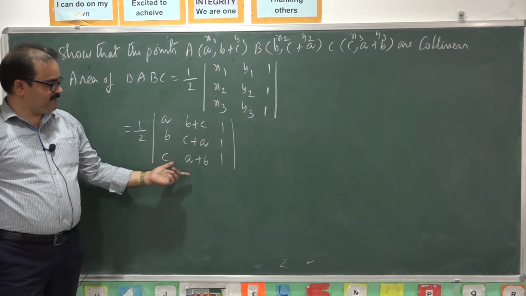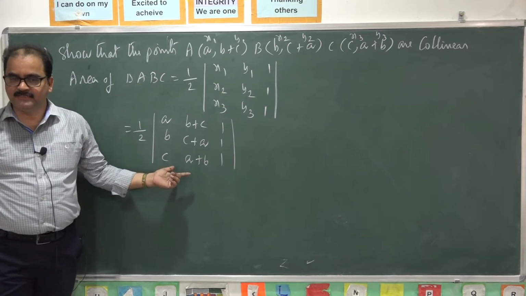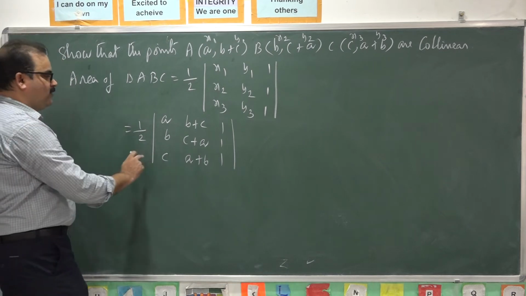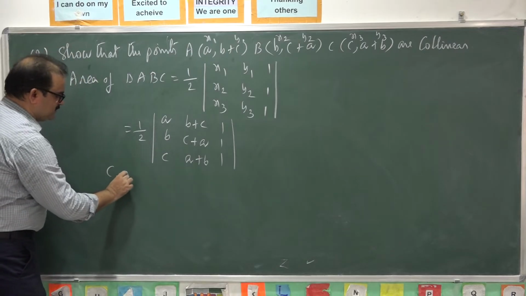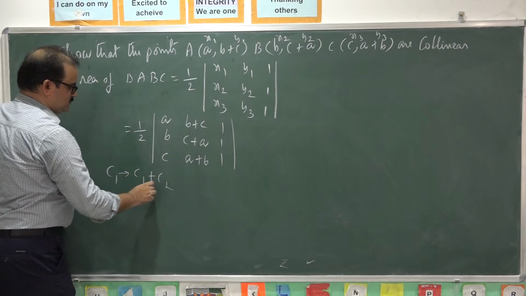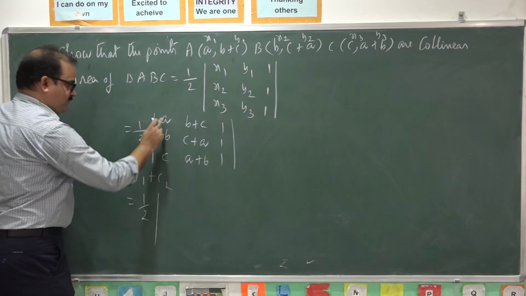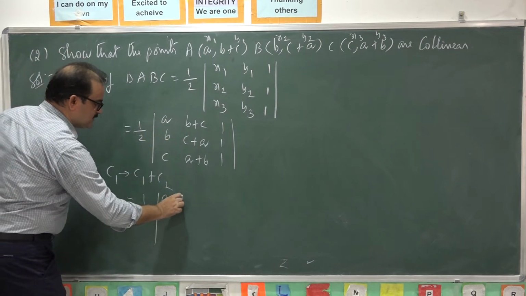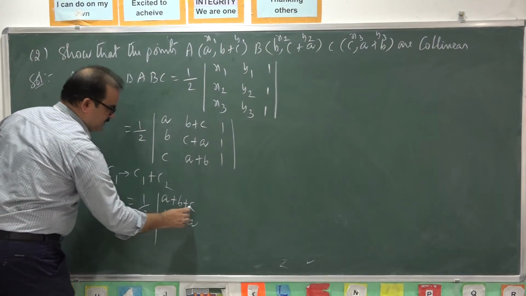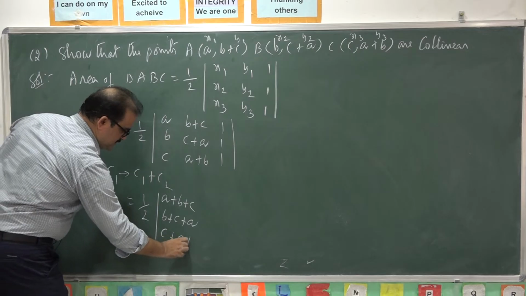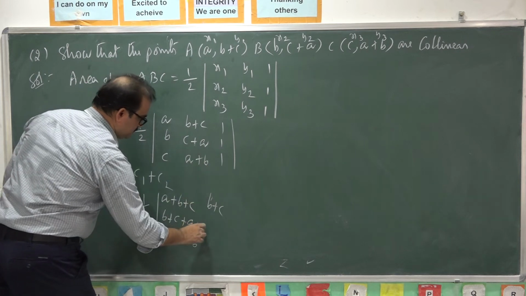Now without expanding this determinant, we can find the determinant value by using the properties of determinants. Now add the second column to the first column. The first column is changed to C1 plus C2. The first column becomes a plus b plus c, b plus c plus a, c plus a plus b. There is no change in the second column.